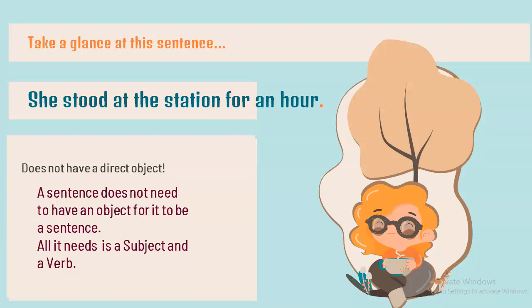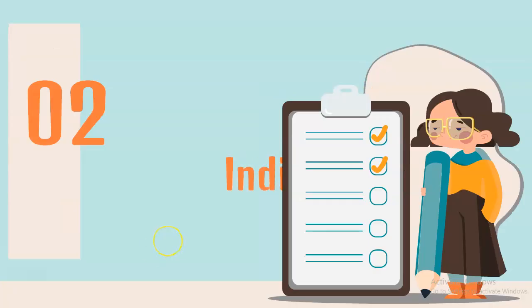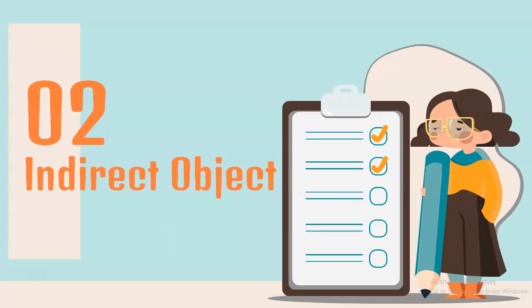Remember this. In case you don't find any direct object, it does not mean that the sentence is meaningless. It can only have the subject and a verb and it will be meaningful by itself. Okay? Now the next type of object of a verb is the indirect object.